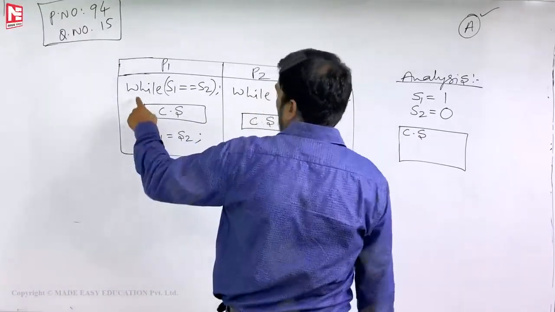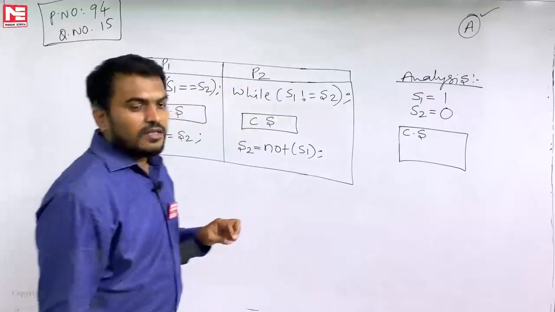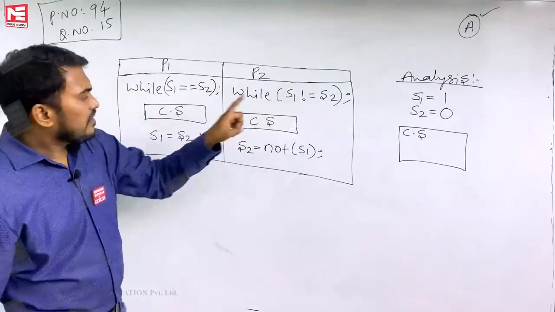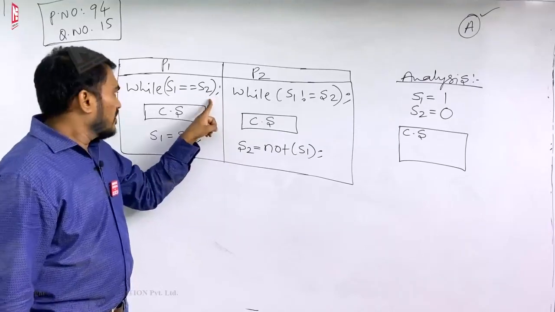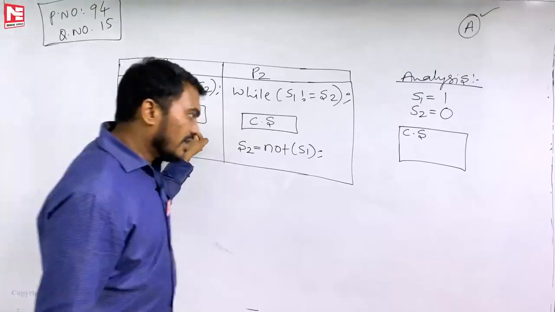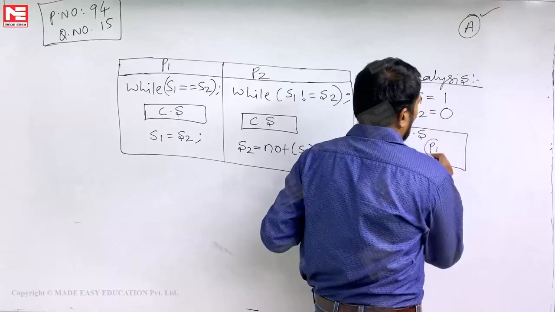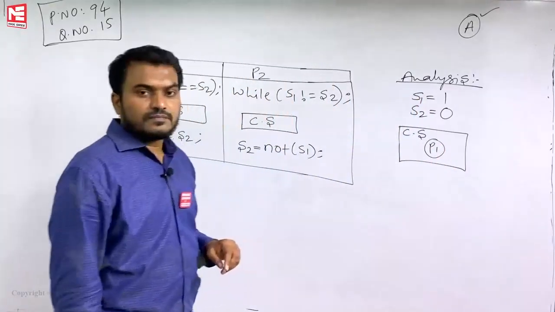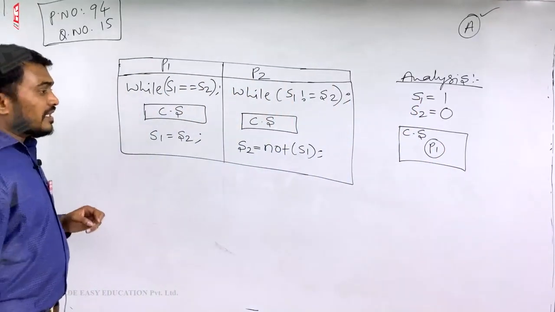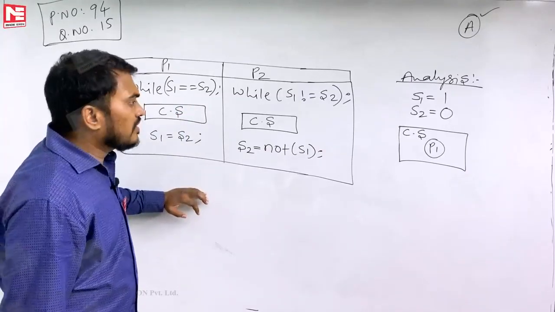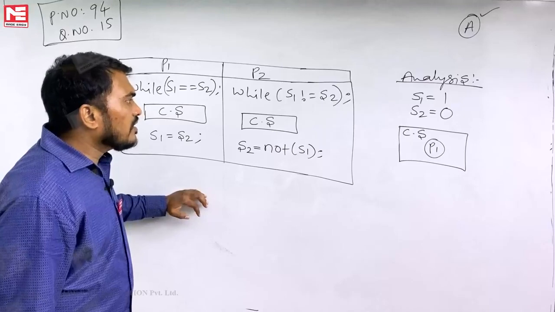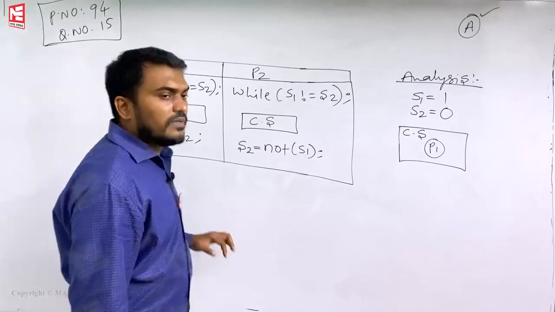Now P1 is executing while S1 equal to S2. Tell me, S1 equal to S2? S1 value 1, S2 value 0. So 1 equal to 0, true or false? False. If it is false, it will enter the critical section. So now P1 is coming into the critical section. Let P1 be in the critical section. Now try for P2. Is it possible or not possible?